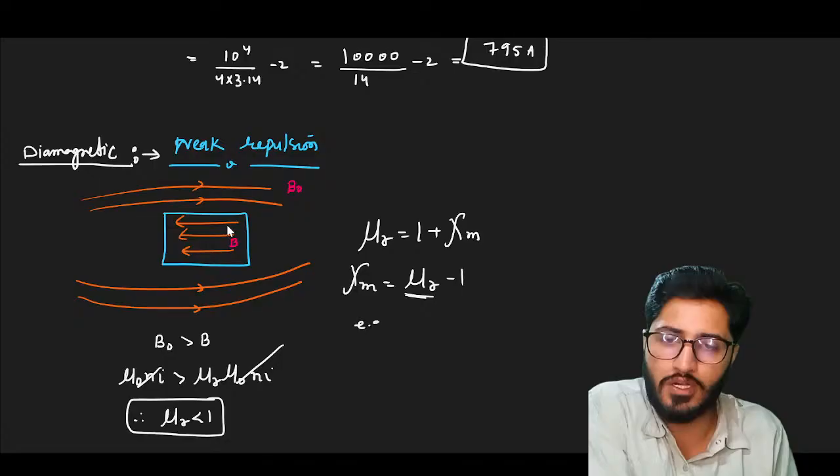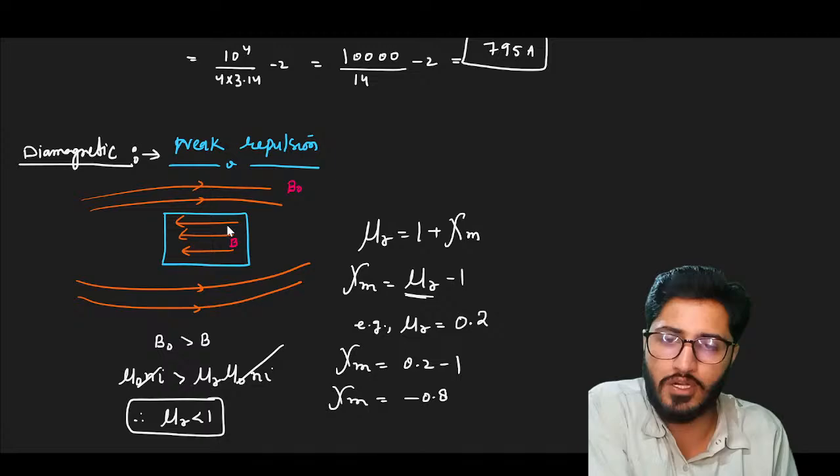Suppose, for example, nu R is less than 1, that means it is simply 0.2. Let's suppose 0.2. So what will be chi m now? 0.2 minus 1. Okay, so chi m came out to be minus 0.8.